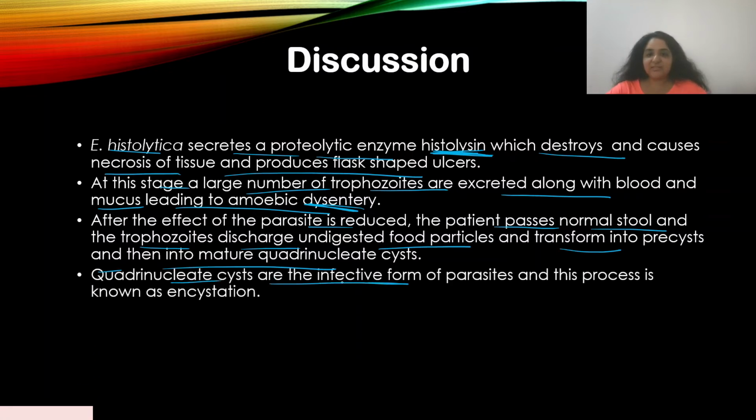Now, quadrinucleate cysts are the infective form of the parasite. Again, this is a potential NCERT question. If they ever ask you which is the infective form of Entamoeba, it's quadrinucleate cysts. This process is known as encystation. We saw excystation, where the cyst wall ruptured, right? In encystation, the cyst is formed and it remains there till there is another source by which the rupture of the cyst wall will happen. Till then it preserves itself in that cyst form. That's encystation. So quadrinucleate cysts are the infective form of the parasite.